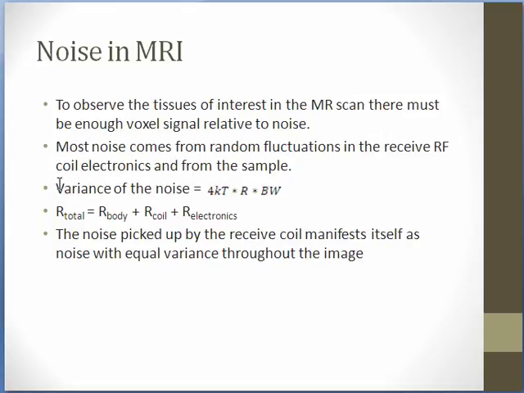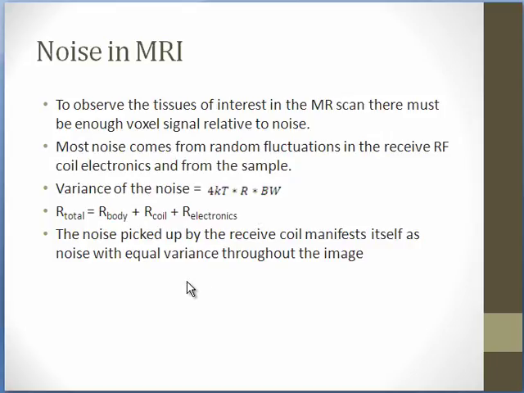So we usually look at what's called the variance of the noise using this pretty simple equation here, where R is an electrical resistance and BW is the bandwidth. K is Boltzmann's constant and T is temperature. So for R, we usually split that resistance up into three components: the resistance due to the body, or the human body, which is the sample, the coil, and the electronics that are either inside the RF coil or kind of beyond the RF coil, such as the preamplifier.